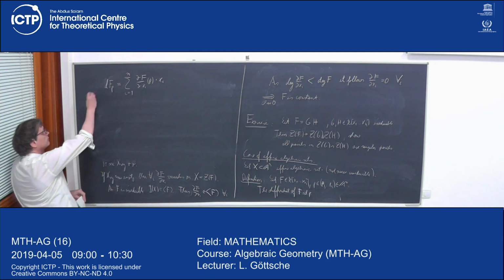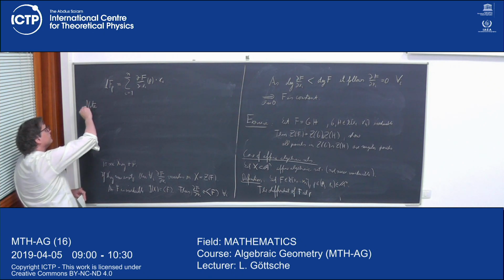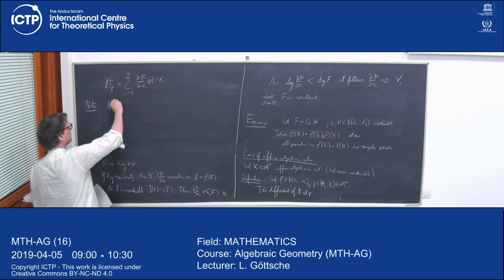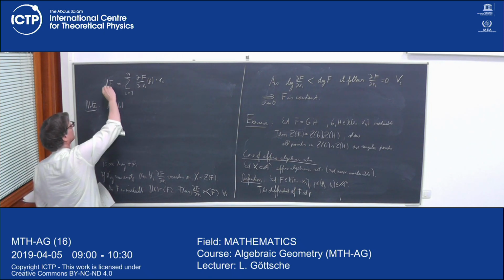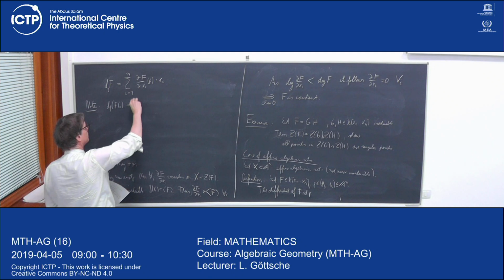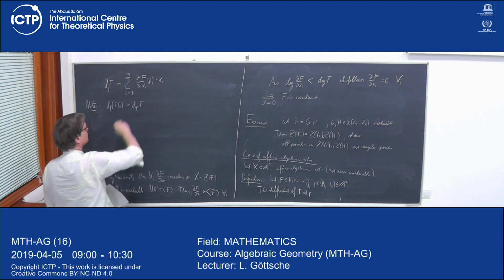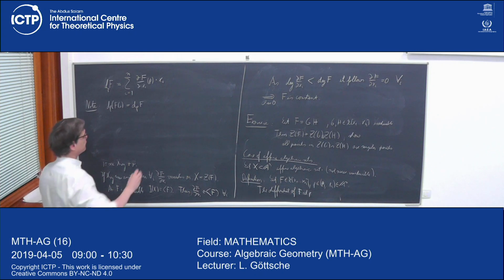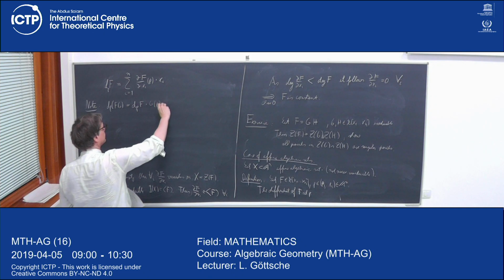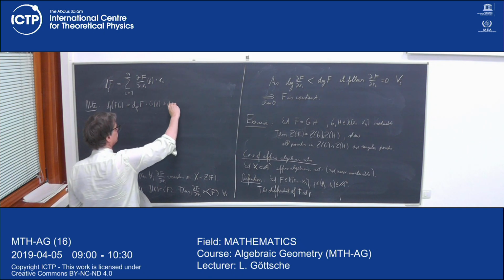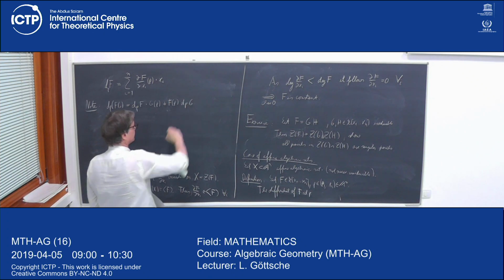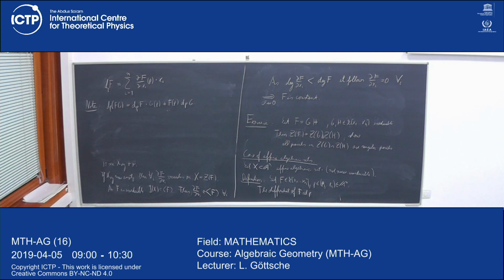So one can compute that we have the Leibniz rule. If I take this thing for the product of two polynomials, so maybe I write it like this. This is equal to the differential of f times g of p plus f of p times the differential of g. So this is a direct computation.